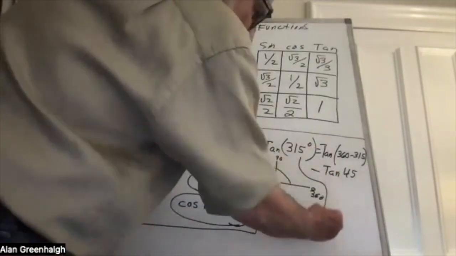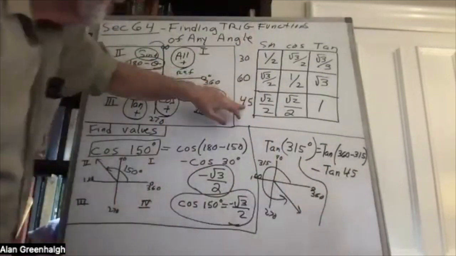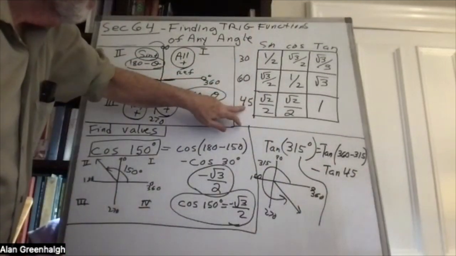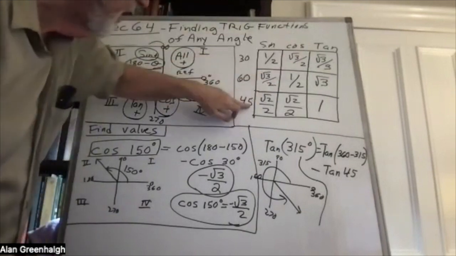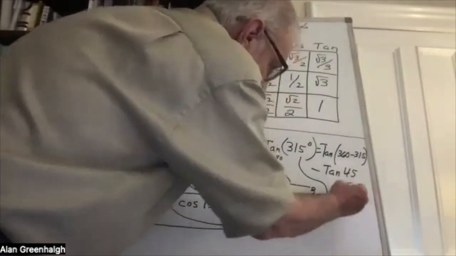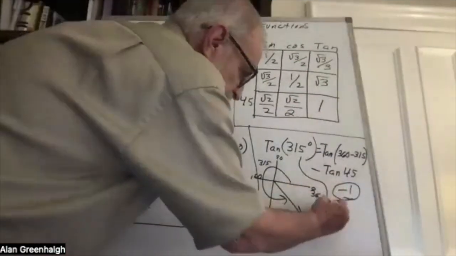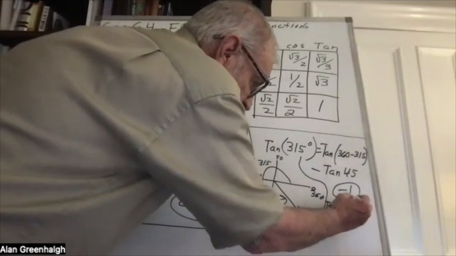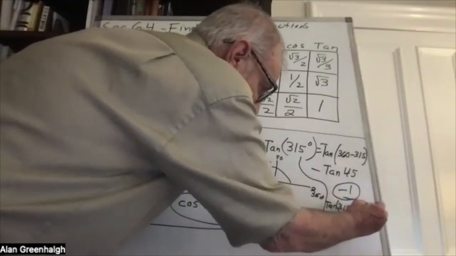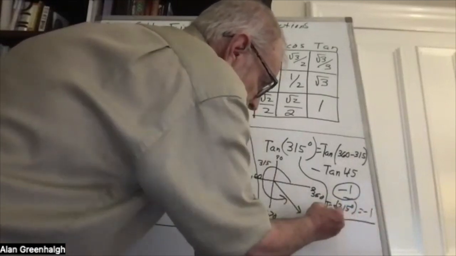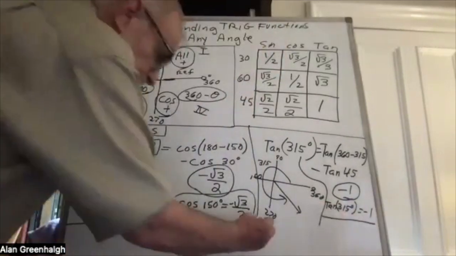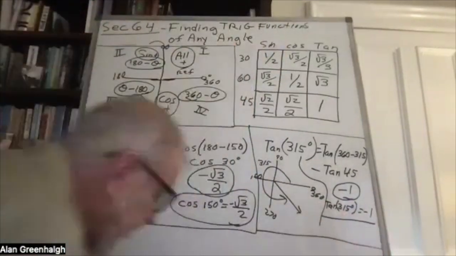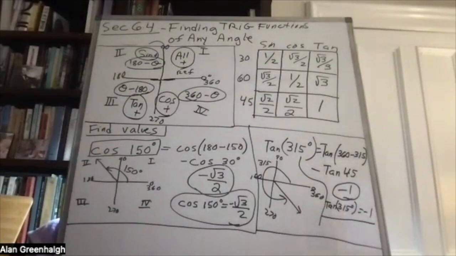And the answer to the question is, now you look here, the tangent of 45 degrees is equal to 1. The answer is -1. In other words, the tangent of 315 degrees is equal to -1. I hope you understand that.